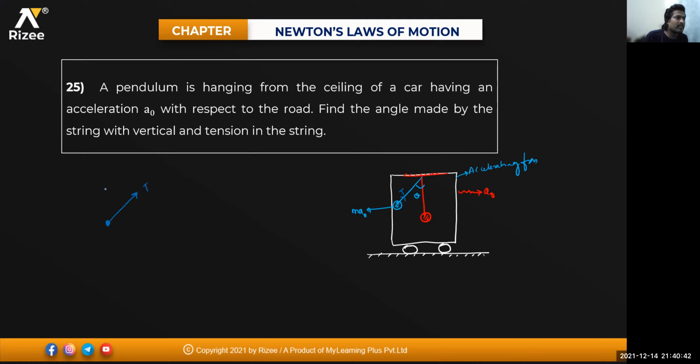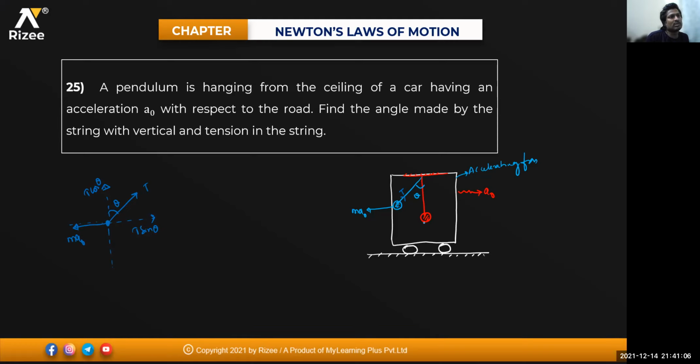This is your T. And this one is your vertical right now, and this one is your horizontal. In the horizontal direction, there is a force of m into a0. This is your theta. Vertical also, this is your theta. That means here this will become T into cos theta, and in this direction, it will be T into sin theta.